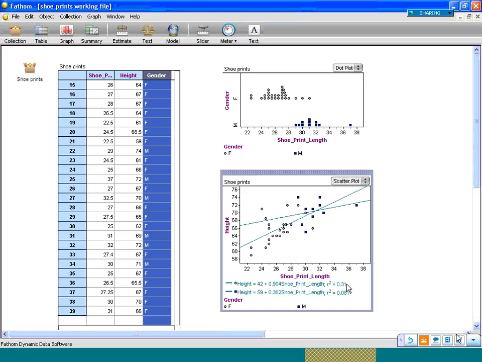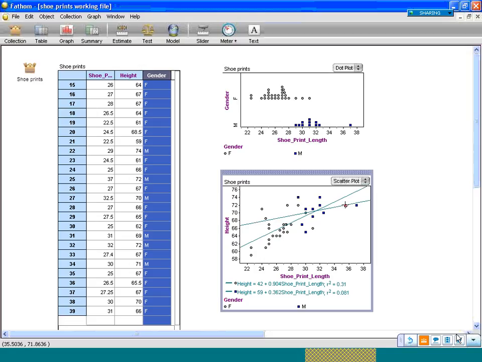So I want to make sure we've all got the right one. The male line is this one. It's got the less steep slope, 0.362. If you focus on the blue points only and that line with less steep slope, that seems to be the best line in the sense of minimizing those prediction errors you were talking about. And then the female line seems to be quite a bit steeper, slope of almost 1, say 0.9.